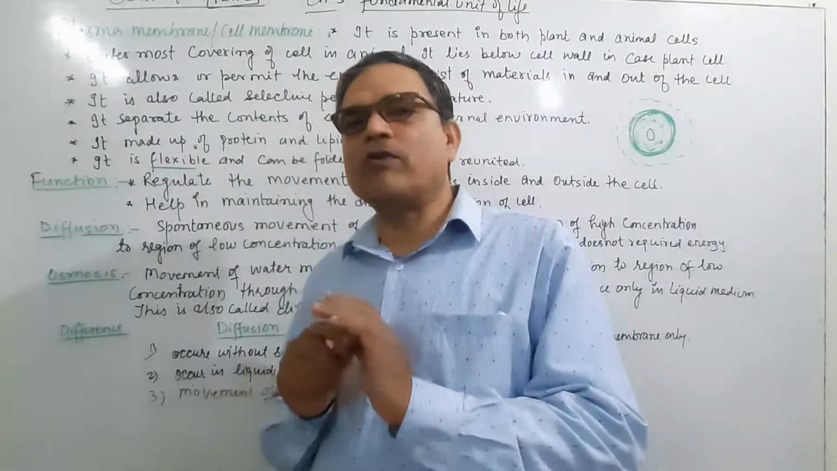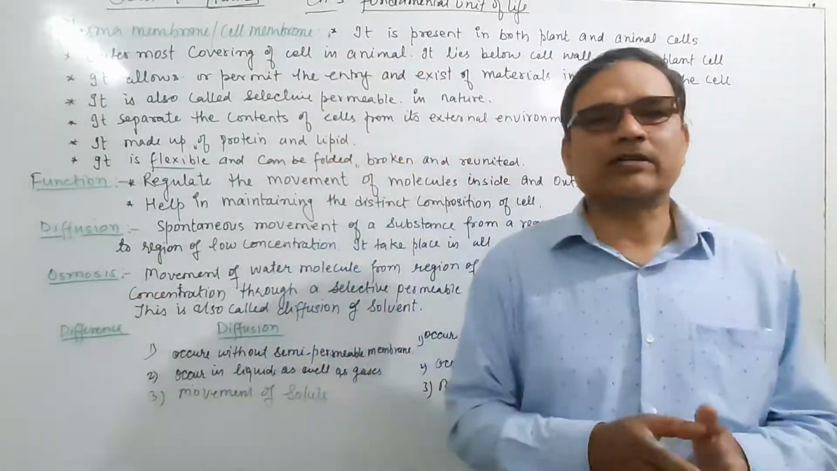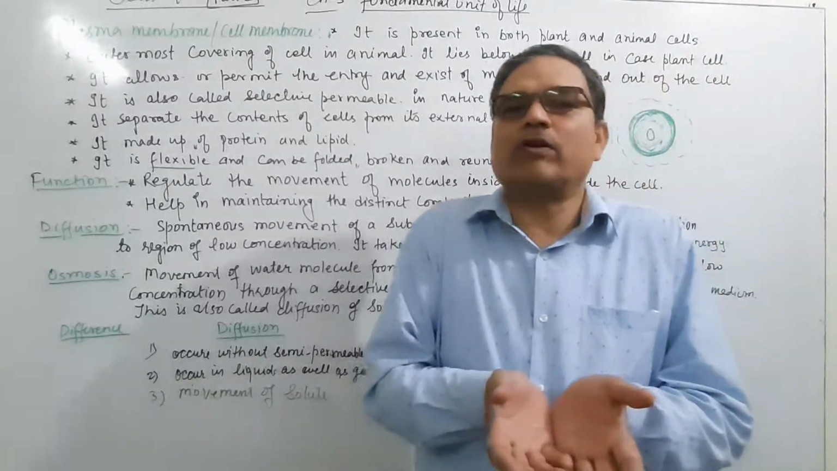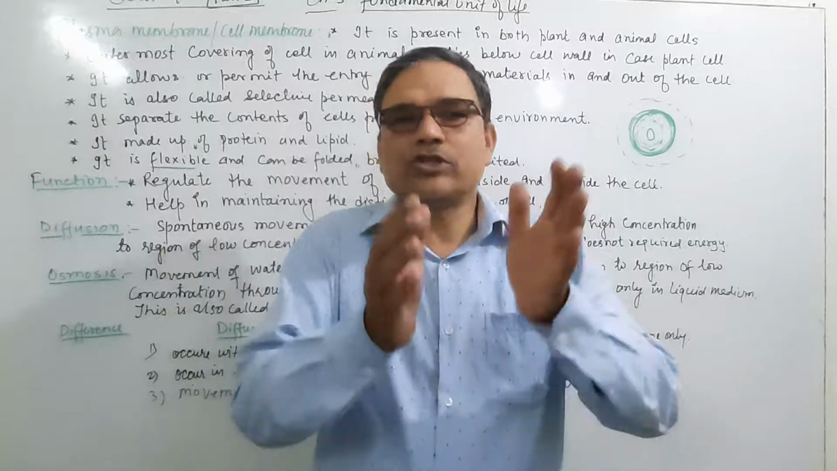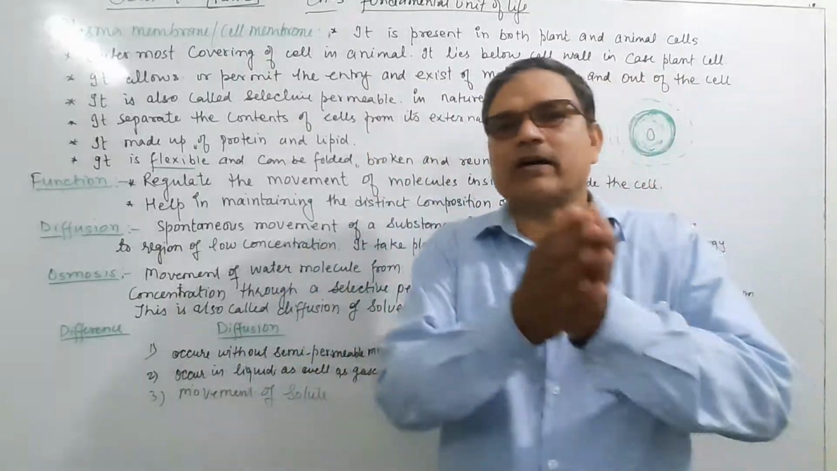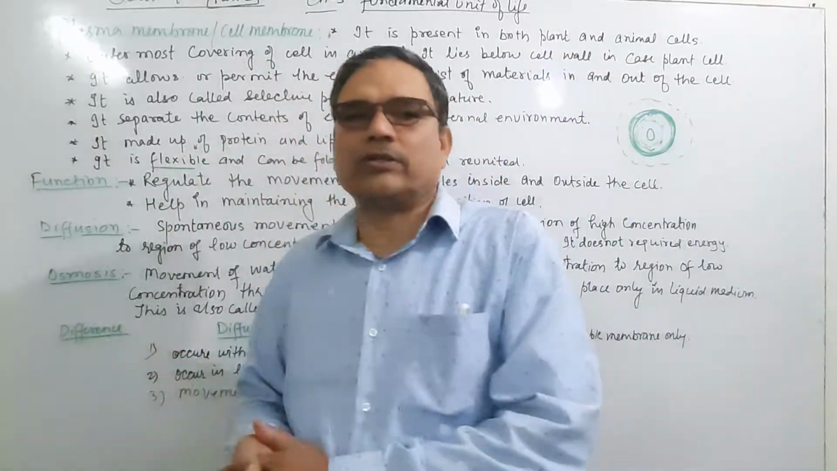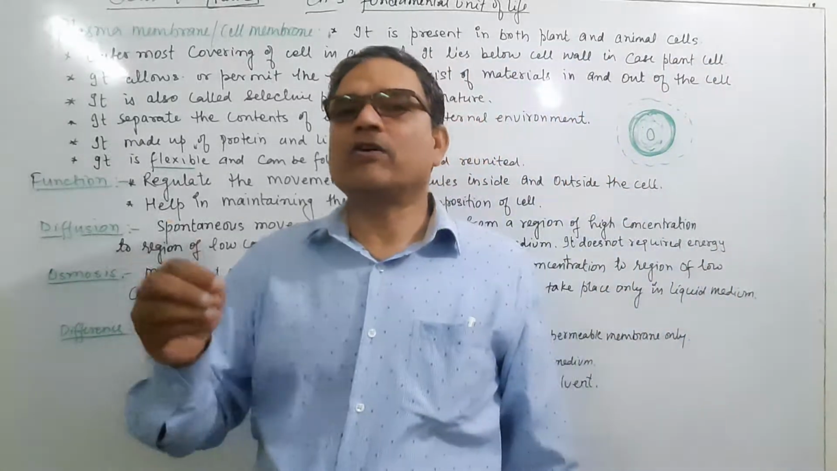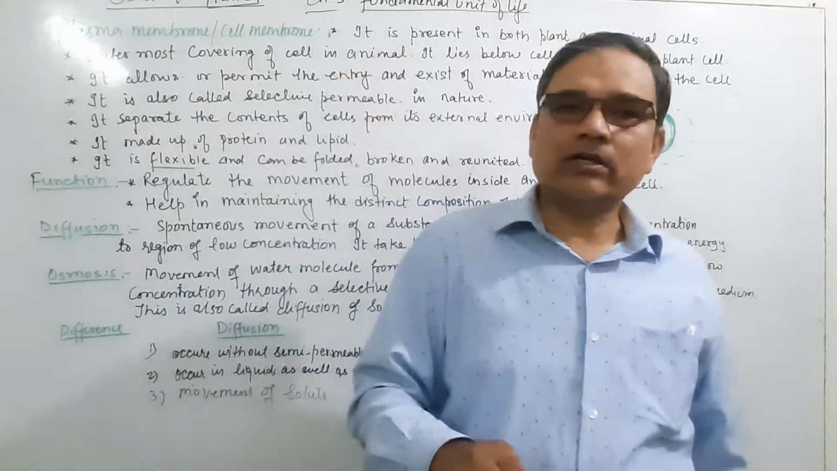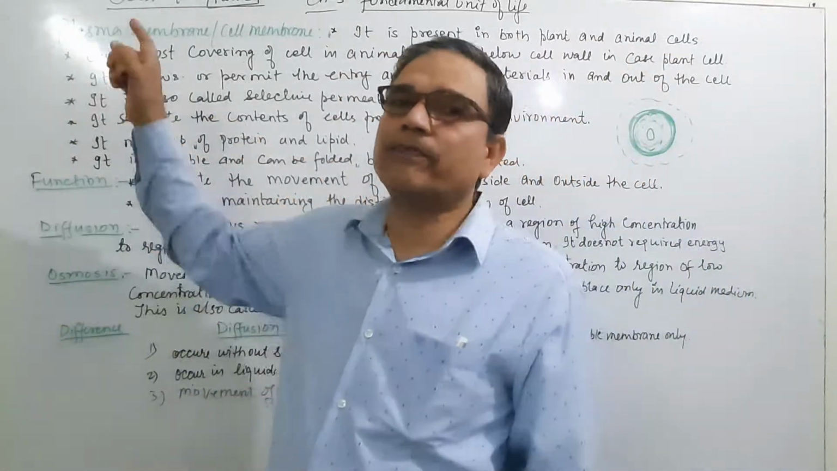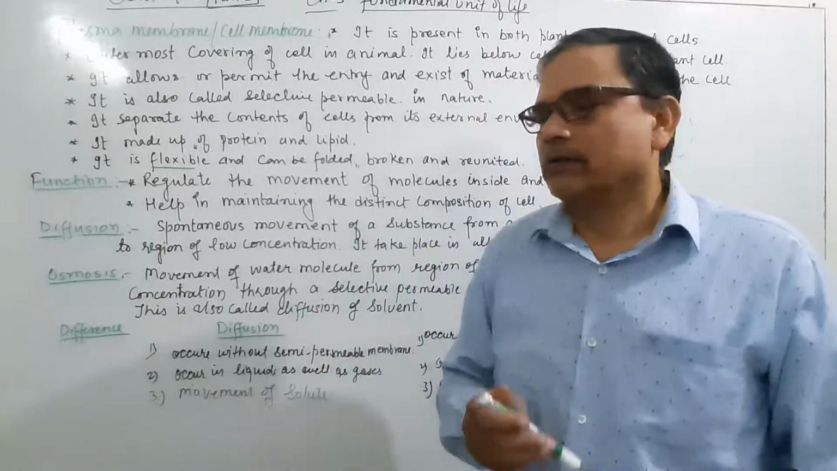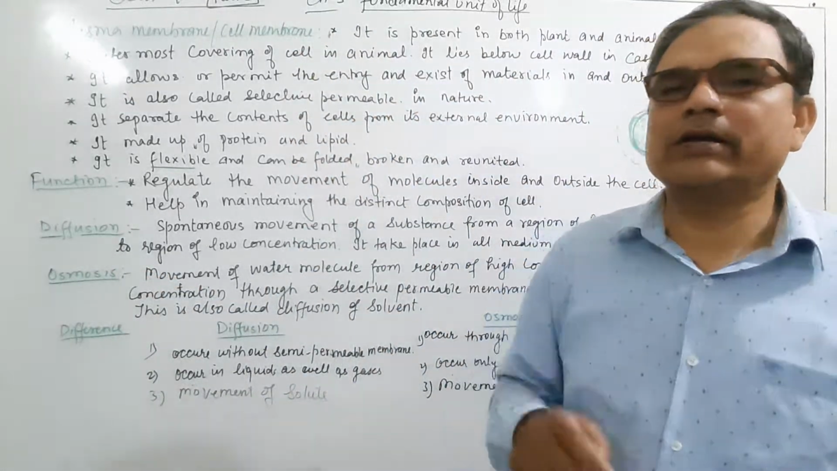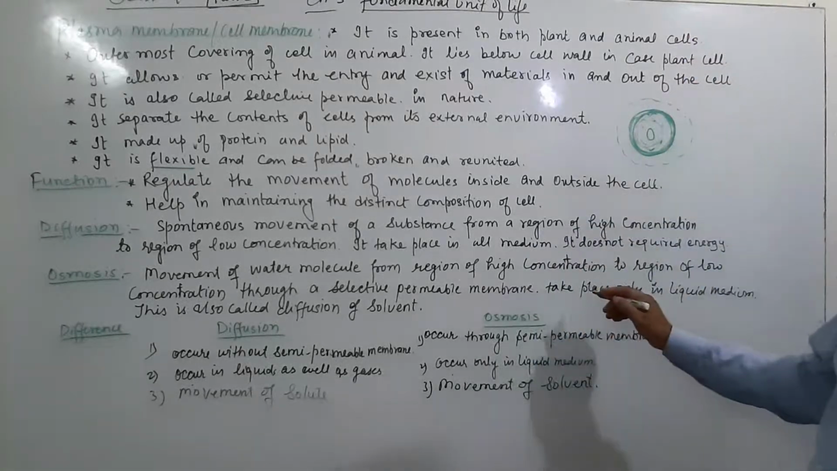Osmosis is when water moves from a region of high concentration, here meaning high water concentration, which is the solvent, to a region of low concentration through a semi-permeable membrane like the plasma membrane. This is known as osmosis, and it occurs only in liquid medium.